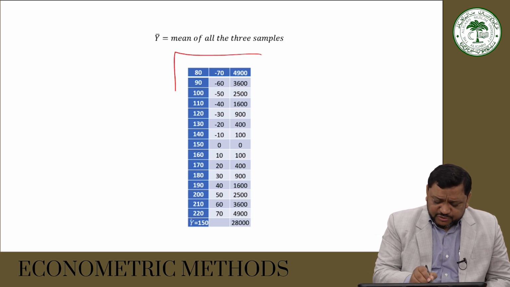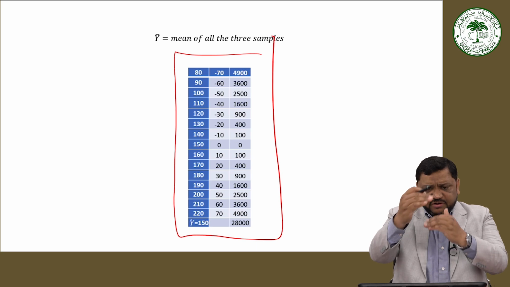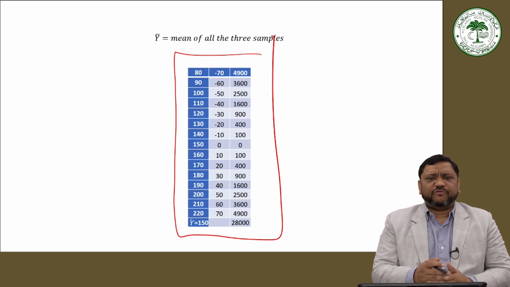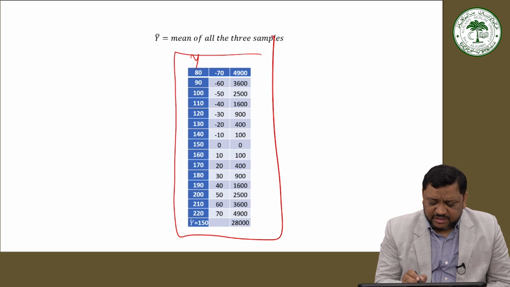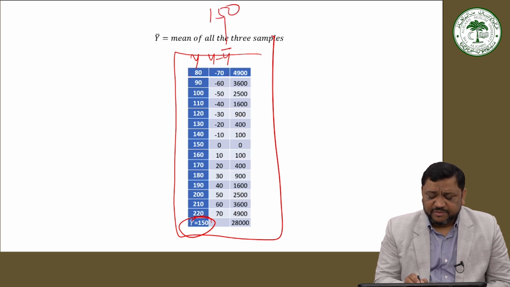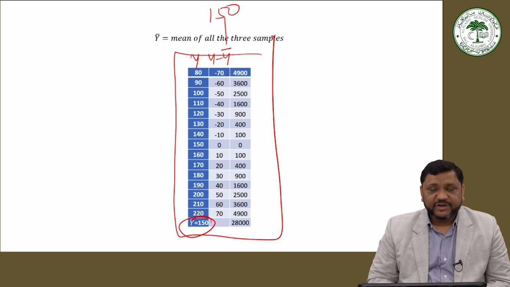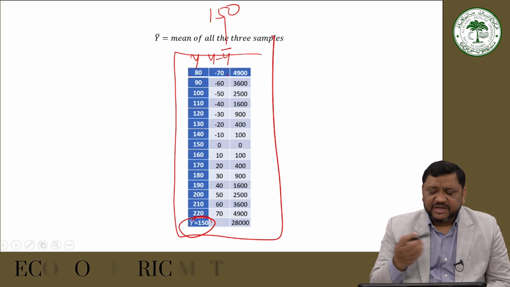Then in one case we add all of these values together, the values of y1, y2 and y3, and this is my y. Then we calculate the mean of it, that is y bar. So we calculate y minus y bar, where y bar is equal to 150.